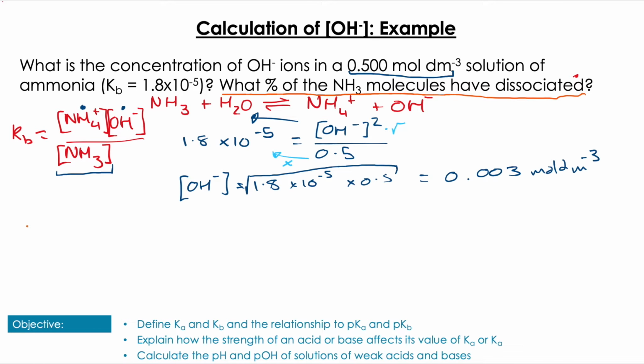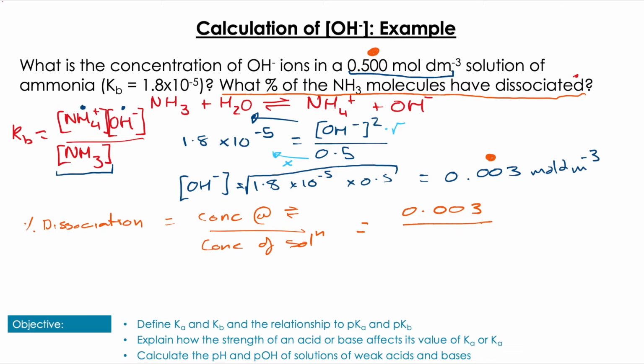So here it's asking us how much of the NH3 actually dissociated. So to work out percentage dissociation, I'm just going to take my concentration that is at equilibrium and divide it by the concentration of the solution. So I've worked out my concentration of equilibrium, which is 0.03, and my concentration of my solution is 0.5. That gives me an overall of 0.6%, obviously indicating heavily that we are laying to the left of the equilibrium, which I mentioned earlier. So not too difficult once you know how to do it.